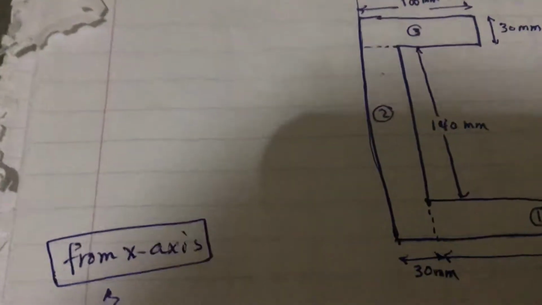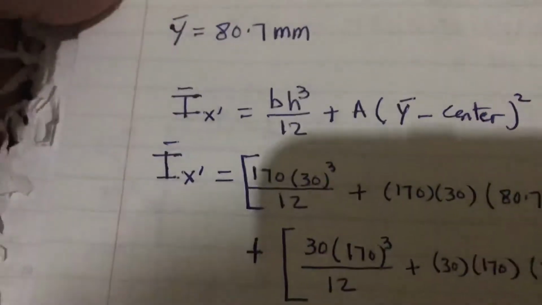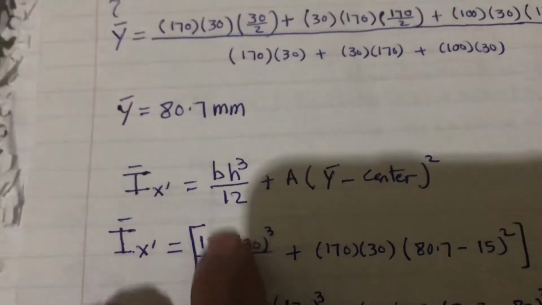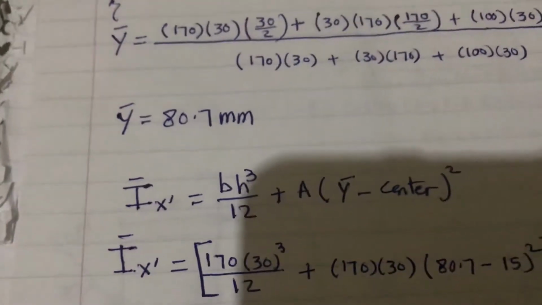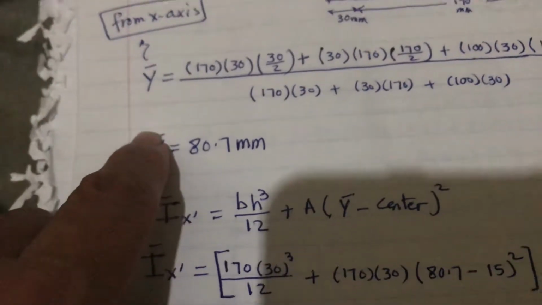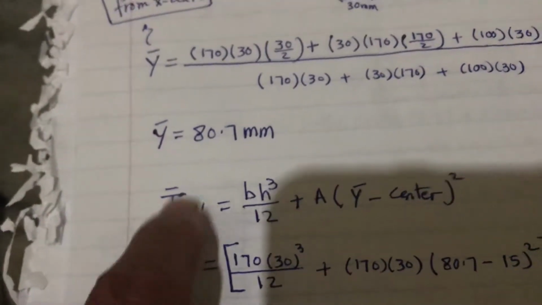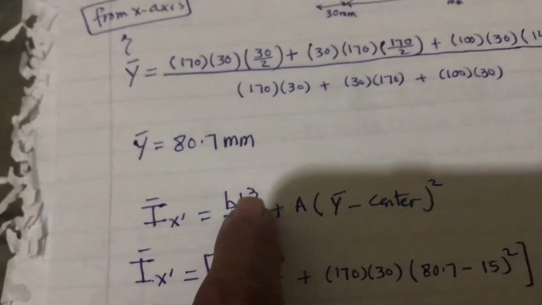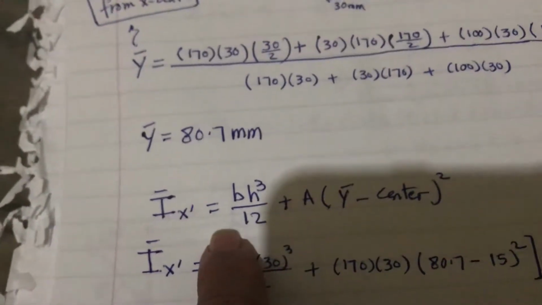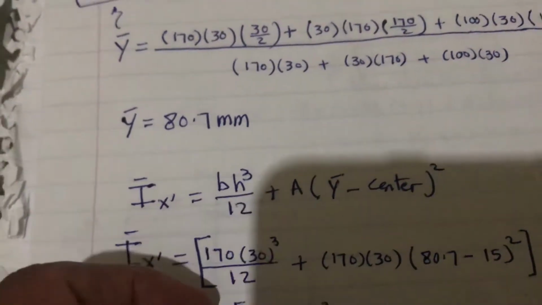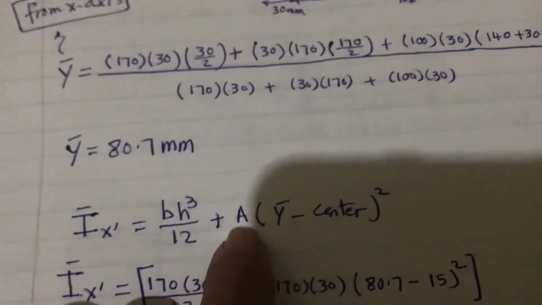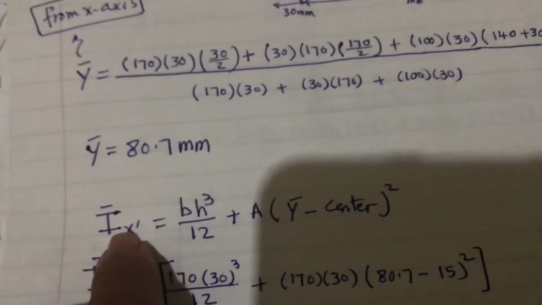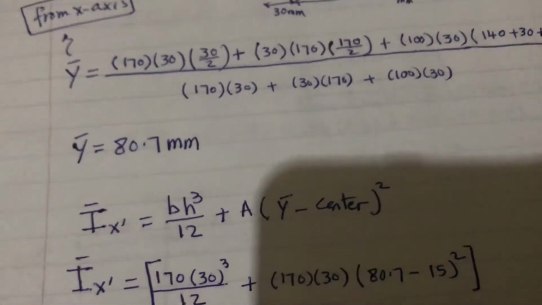Now I will find the moment of inertia. For the moment of inertia of this shape, you have to use this equation. This is the equation of Ix bar, because y bar is always with Ix bar. How could you do this? By doing b h cubed over 12, this is for a rectangle, where b is the base and h is the height, plus the area times the centroid from the x-axis, because this is the Ix moment of inertia, minus the center.